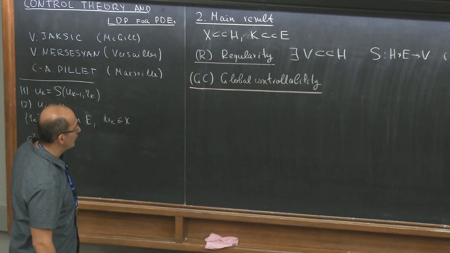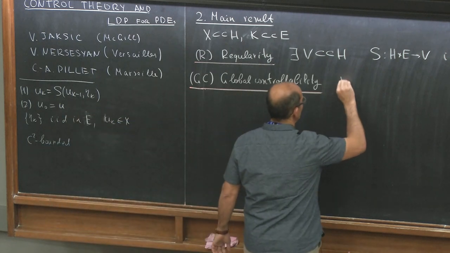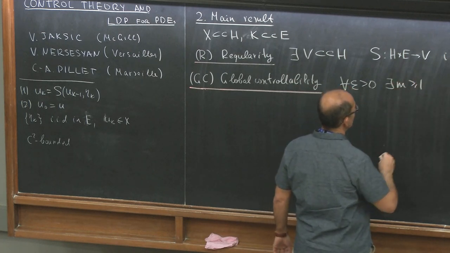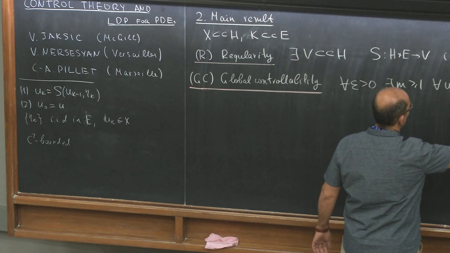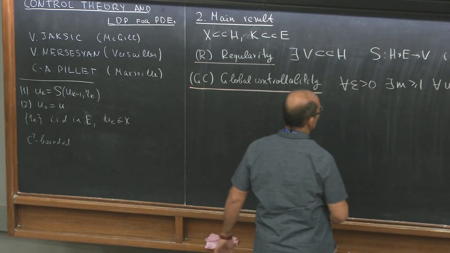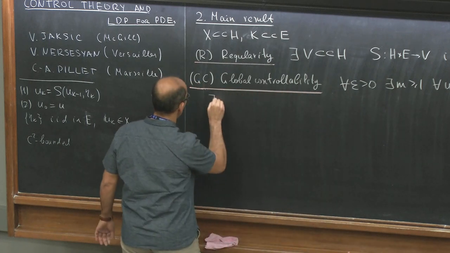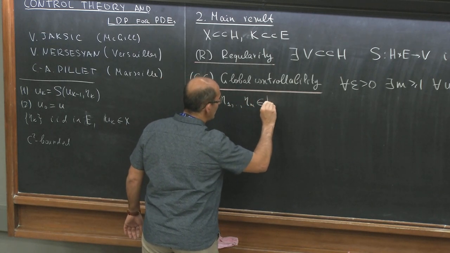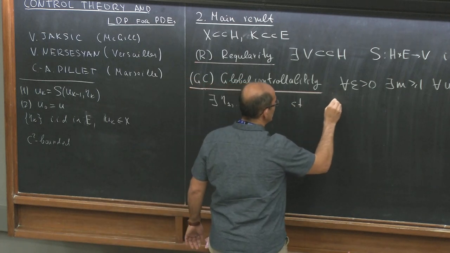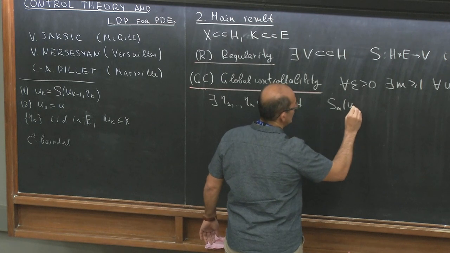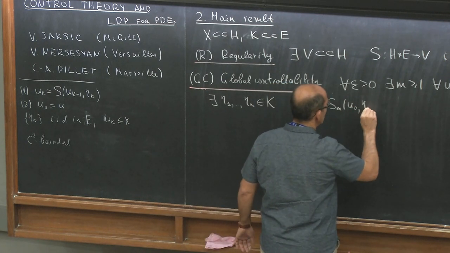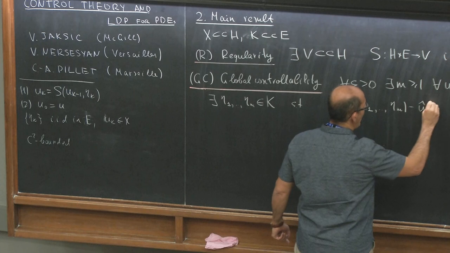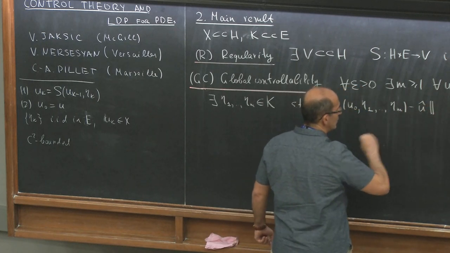So global controllability says that for any epsilon, there is an integer m such that for any initial point u naught and final point u hat, I can find eta 1 to eta m in K such that the distance between the trajectory starting from u naught and driven by these controls, eta 1 to eta m, is in the epsilon neighborhood of my target u hat.